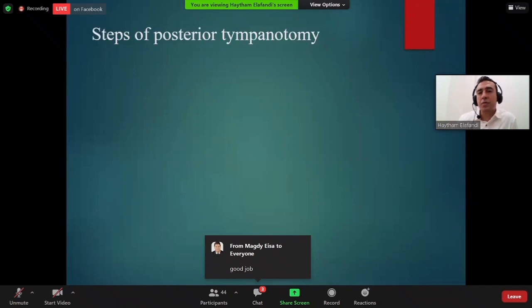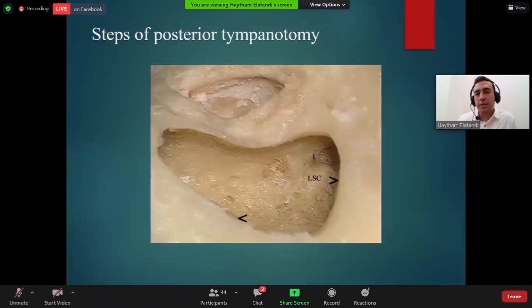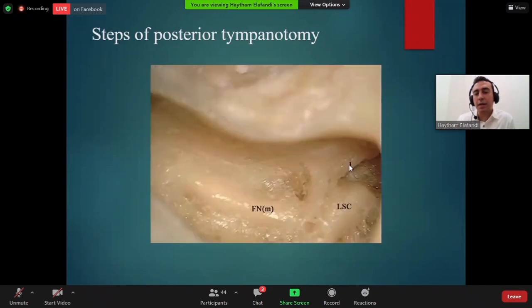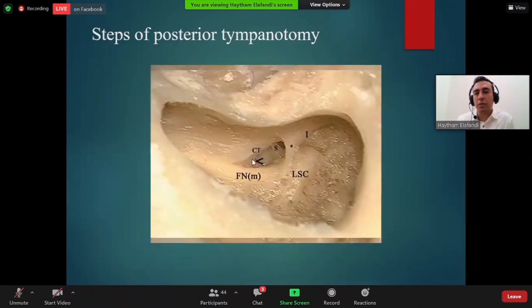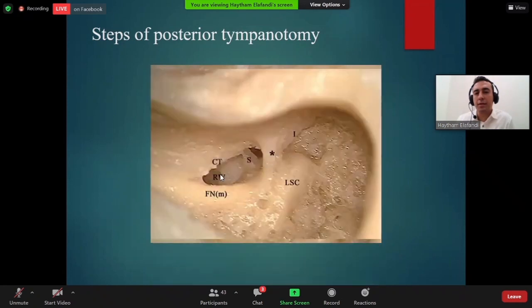Let's see these steps of posterior tympanotomy illustrated. This is a complete mastoidectomy, the lateral canal, the incus, then the incus short process, lateral canal, the facial nerve. Then you will drill here to expose the posterior tympanotomy. You will find this is the chorda tympani, this is the buttress, and here you will find the round window when you extend the posterior tympanotomy approach.